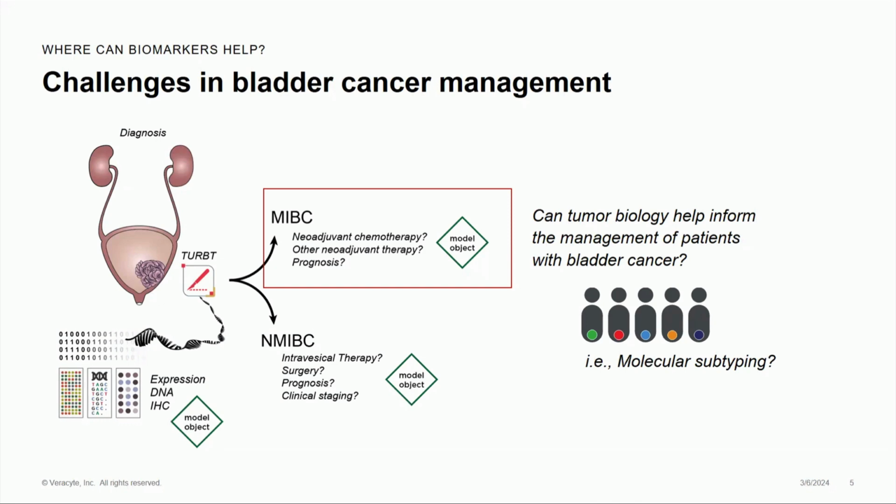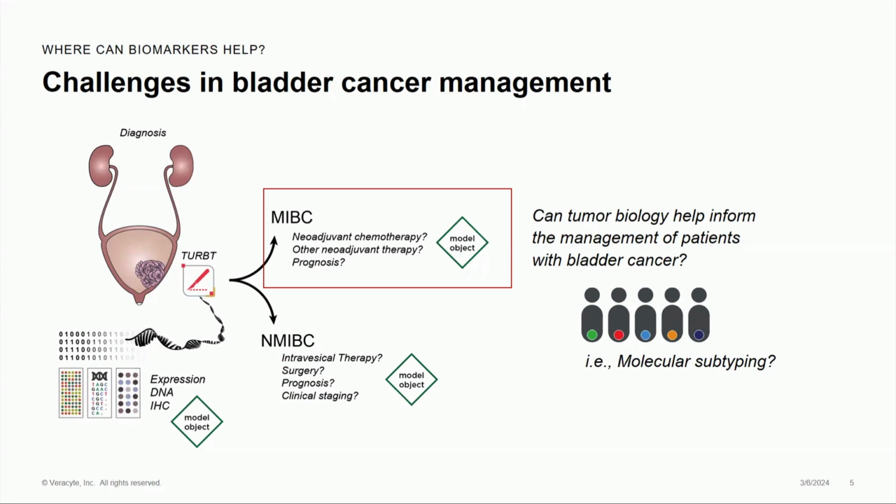For non-muscle invasive disease, the questions are similar but looked at slightly differently. Is the patient going to respond to BCG? Do they need surgery? Is this an aggressive tumor? Do I need to get this out of the patient quicker? How aggressive is the disease? And finally, this ties into muscle invasive bladder cancer a little bit, but there are a lot of challenges with clinical staging, so I'm going to talk a little bit about that as well.